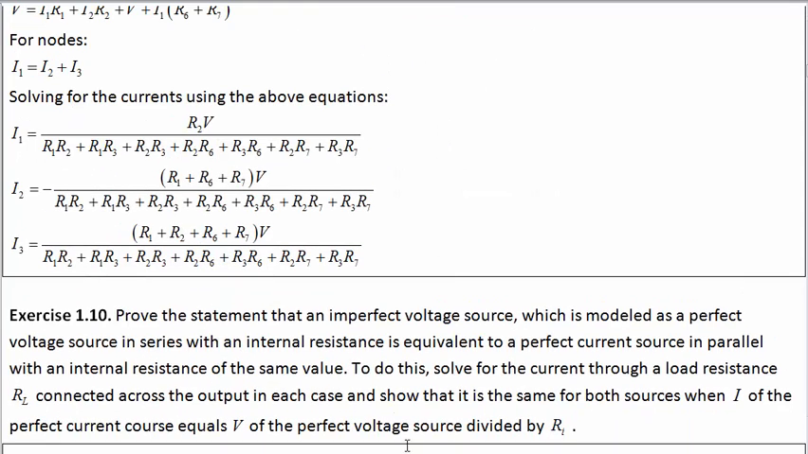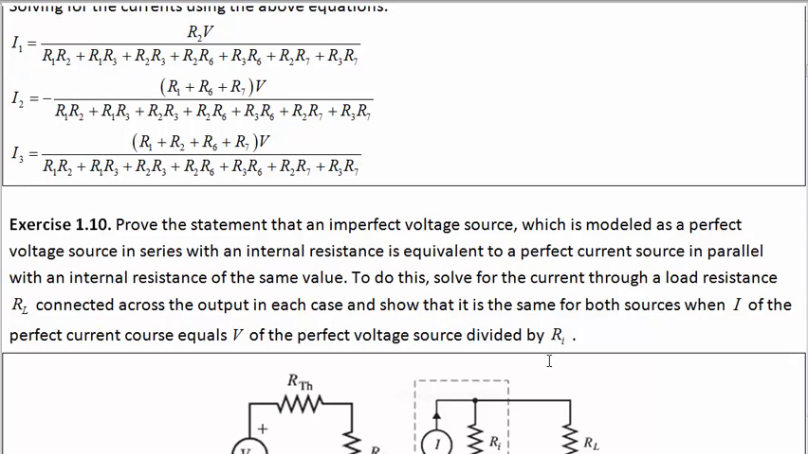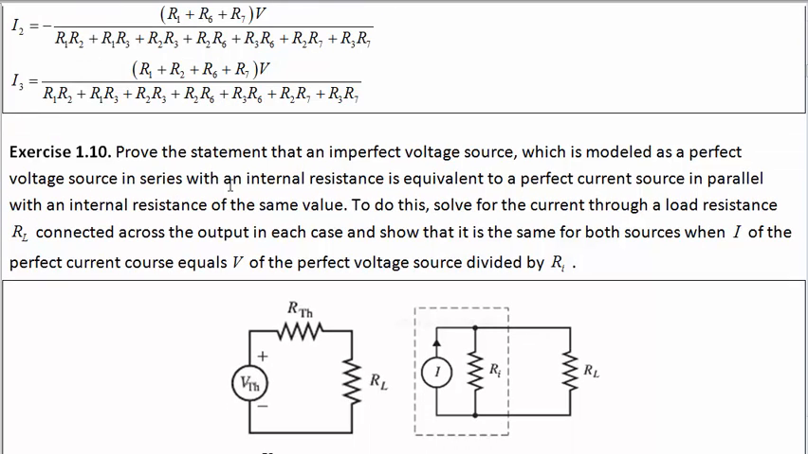Exercise 110, prove the statement that an imperfect voltage source, which is modeled as a perfect voltage source in series with an internal resistance, is equivalent to a perfect current source in parallel with an internal resistance of the same value. To do this, solve for the current through a load resistance connected across the output in each case and show that it's the same for both sources when I of the perfect current source equals V of the perfect voltage source divided by Ri. In other words, they're asking you to prove the Thevenin and Norton equivalence theorem relations that we had earlier.